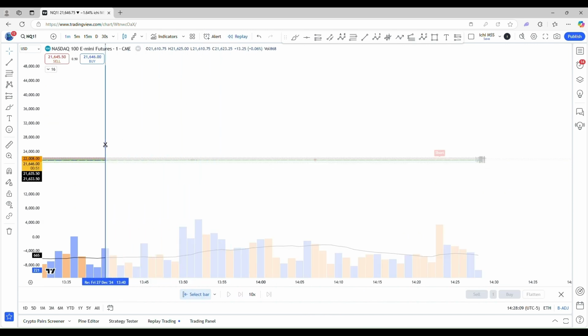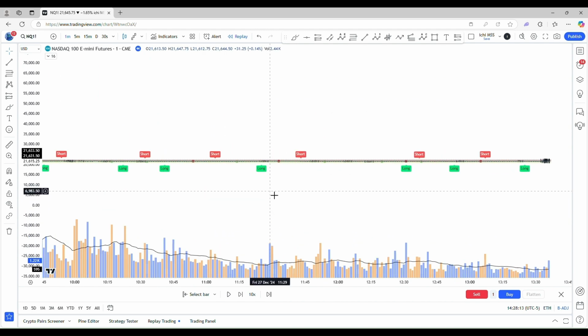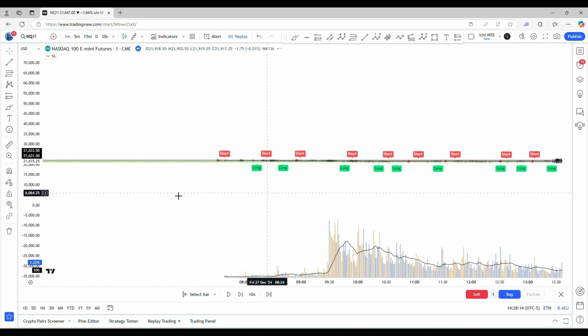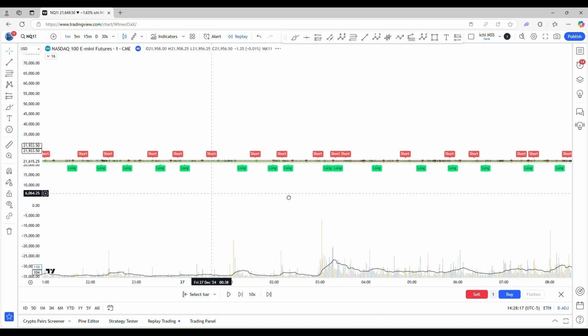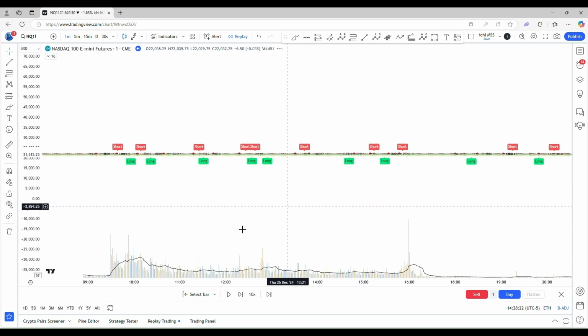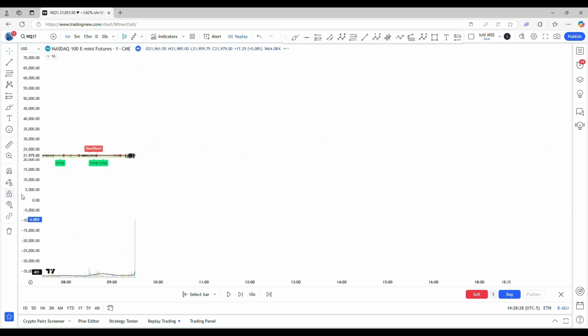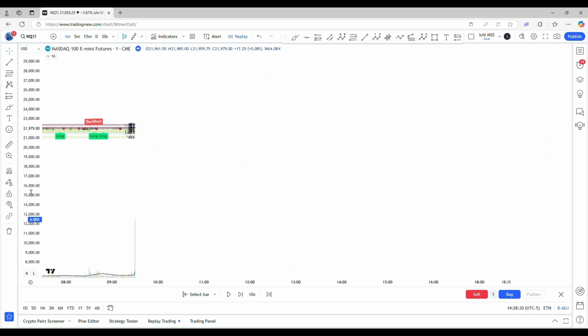Alright, so we're going to hit bar replay here, and what I'm going to do is zero it out and scroll back to a random point in time, so I have no idea what is going to happen, and we'll just pick a random market open to see if we can get some trades.